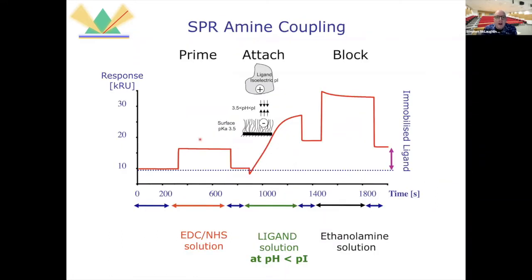So a typical kind of reaction would look like this. You've got amine cross-coupling going on, then you inject in your protein at a pH below its pI, it gets attracted in, and then you stop, and you can see that not all of it then gets cross-coupled. It's a bit of a drop there. And then you block any free cross-linkers with ethanolamine. And then you end up here with this amount of immobilized ligand.